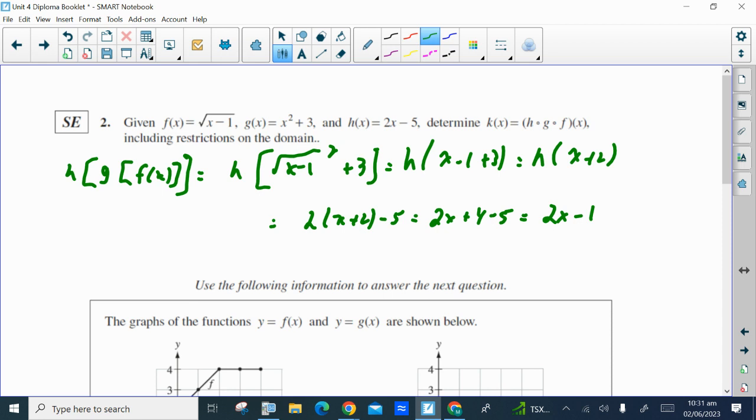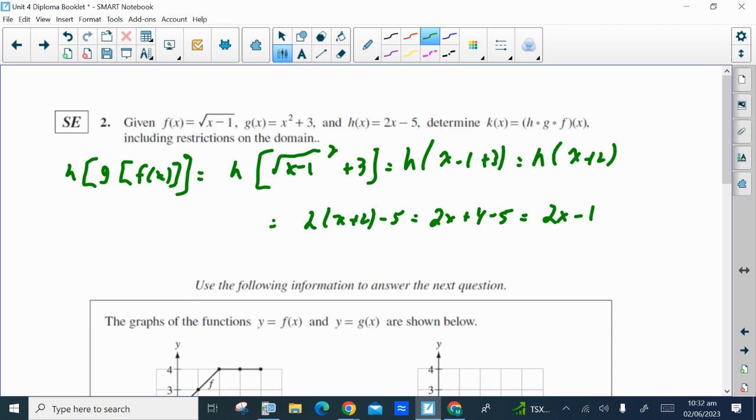We are also asked to include restrictions on the domain. So the simplified expression is linear. There's no restrictions on x there. But we have to go back to the original equations. H at x is linear, no restrictions on x. G at x is quadratic, no restrictions on x. But f is a radical function.